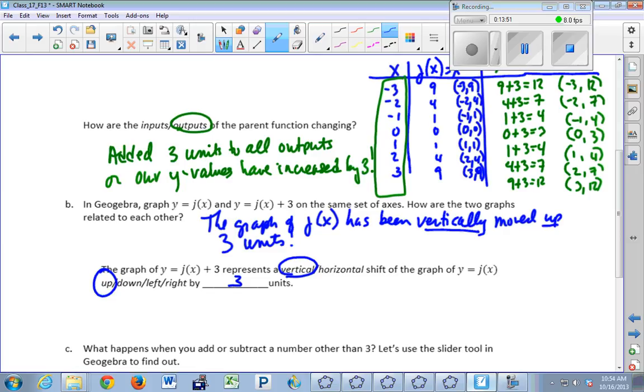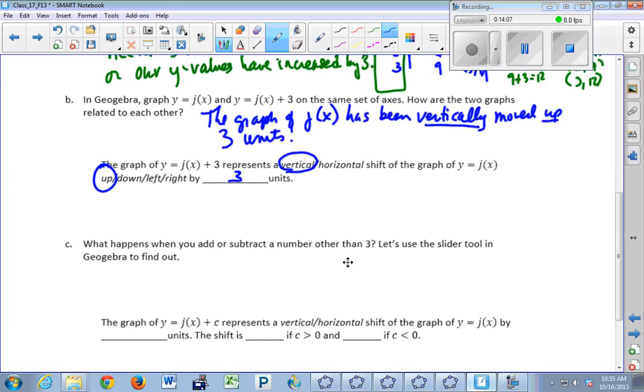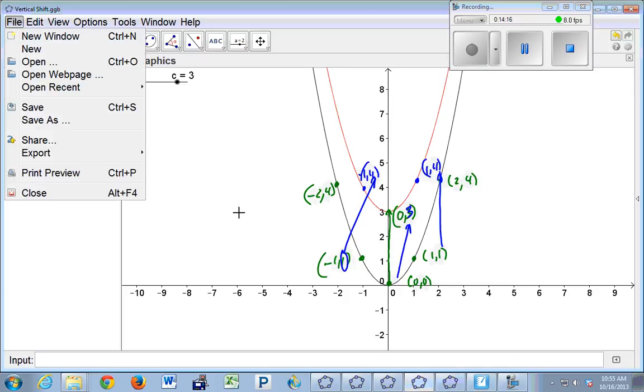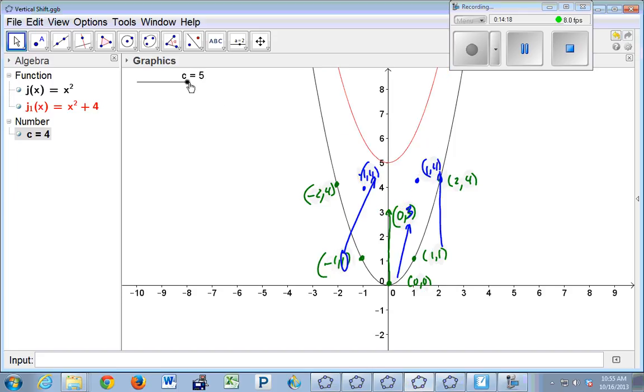Okay. So now the question becomes, what happens when I change this value of c here, when this becomes +2, +4, -2, -3? What happens to my graph? Okay, so this is where we're going to use our slider tool in GeoGebra to find out. So let's go back to our graph and play around with our slider. So let's suppose c becomes 5. See, now this whole thing is moved up 5 units. If c is 4, it's moved up 4, 3, 2, 1, 0. It's back to being the parent function.